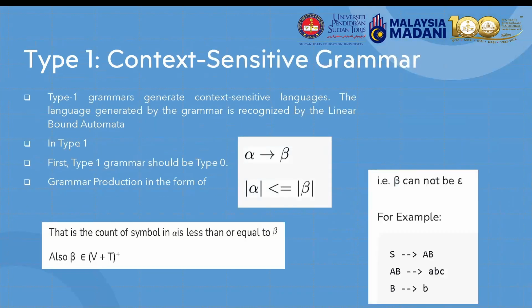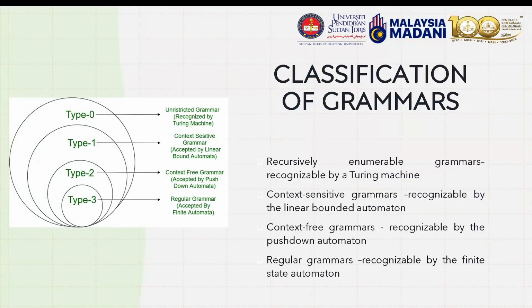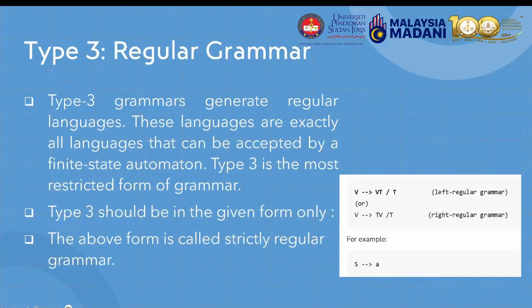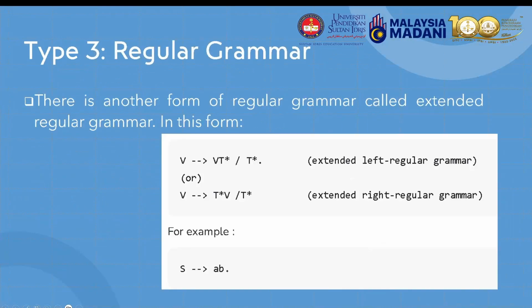Okay, this is grammar for some of the linear pushdown and finite automata. This is the classification of grammar. Okay, and then we look at an example.